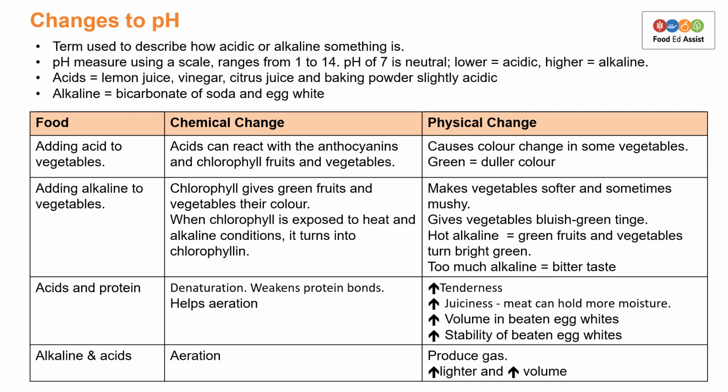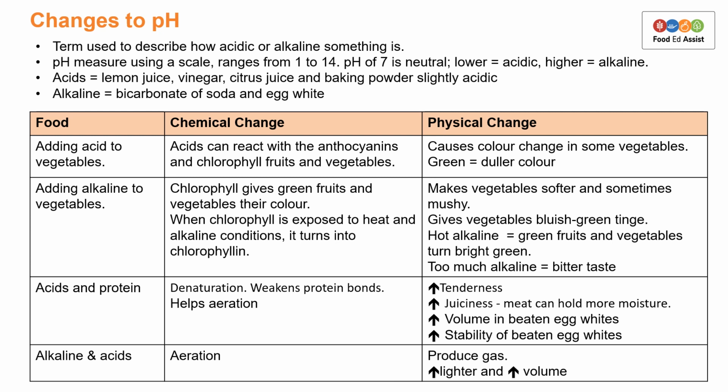So we can add acid to vegetables and the chemical change that happens is that they react with anthocyanins and chlorophyll. You probably won't need to know that for the exam. If they do ask you about that, that information will be given to you. Acid in vegetables causes a colour change. It generally makes vegetables a duller colour.